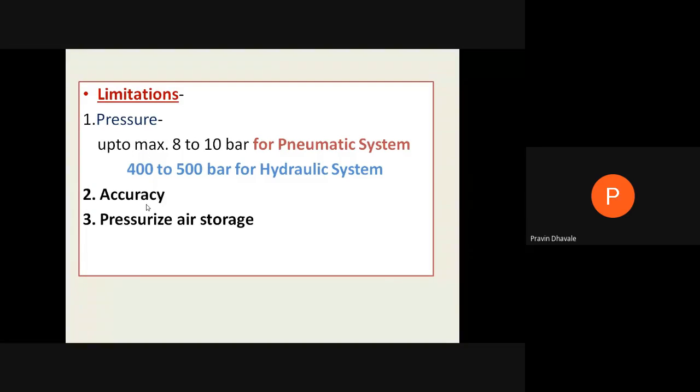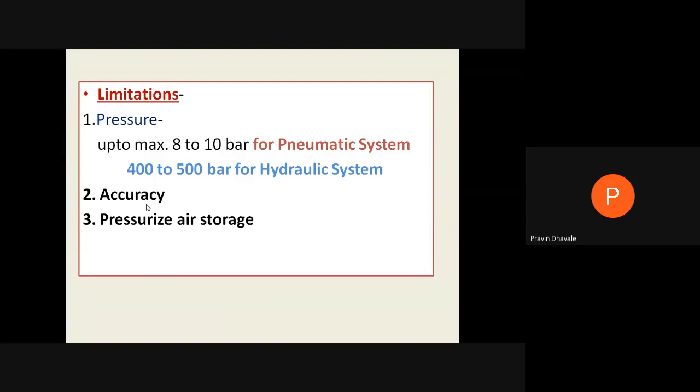Maintenance, if you are considering maintenance as a parameter, as we saw in advantages, the pneumatic systems are easier and quicker. The system is neat and clean, so maintenance is less in case of pneumatics. In case of hydraulics, maintenance is time consuming and somewhat complex.